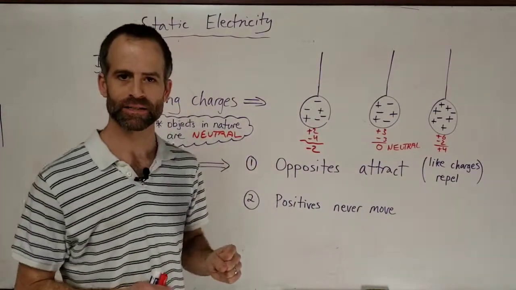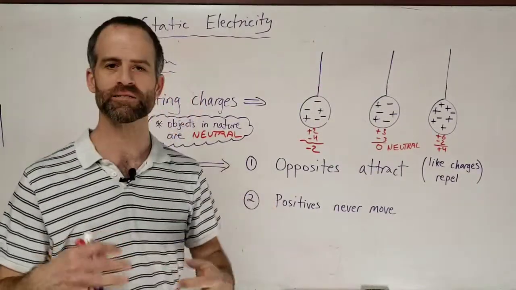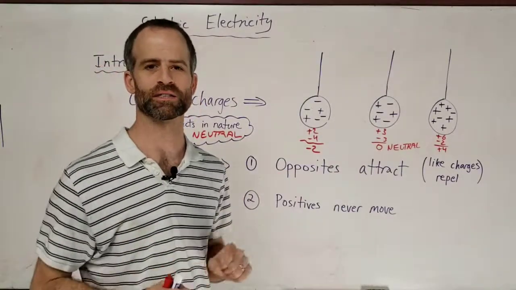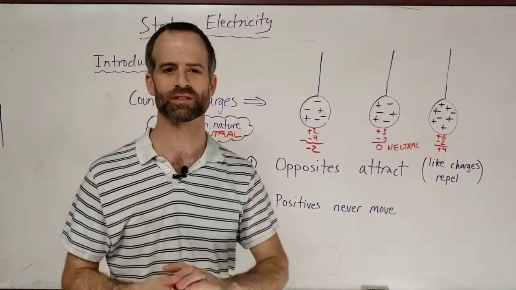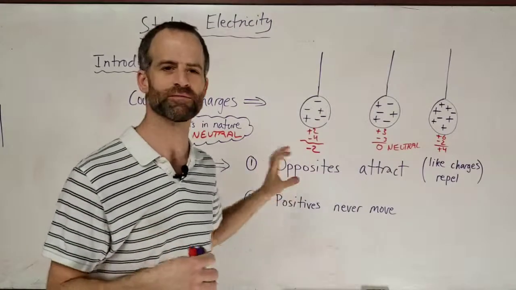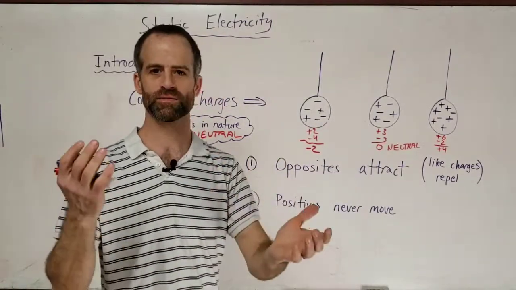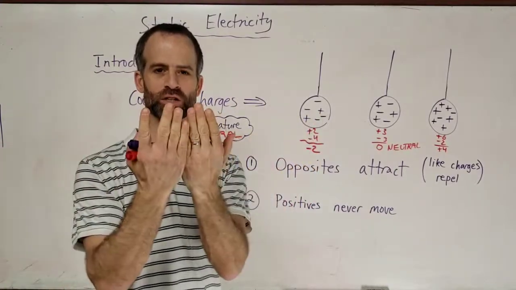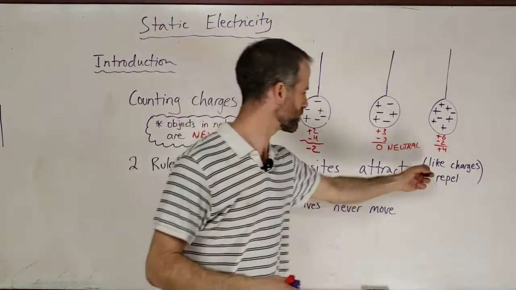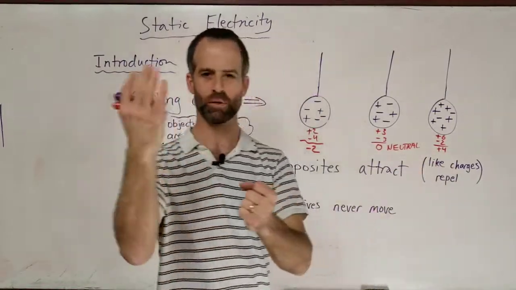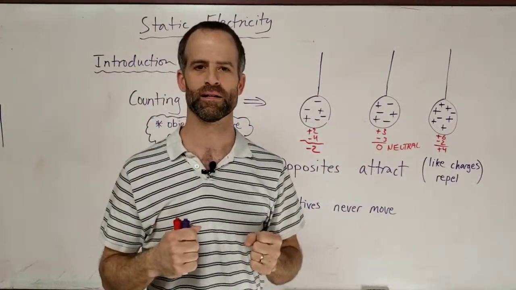Okay, so 2 quick rules of static electricity. Opposites attract, and the second rule is positives never move. We're going to talk about this in a second, but you definitely need to remember these rules. People make mistakes on tests and quizzes just because they forget these simple rules. Opposite charges attract, positive and negative will pull towards each other, and the opposite is true. If you have similar charges, a positive with a positive, they push away. If you have a negative with a negative, they push away, they repel.